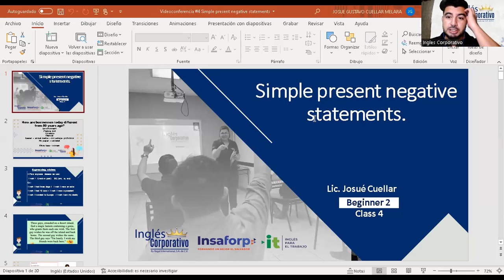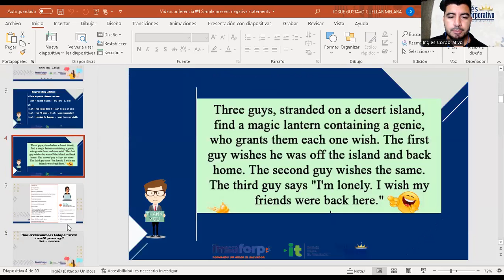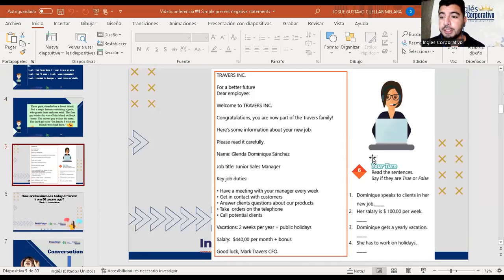Okay, today's topic was simple present negative statements, and we have this activity that is like the first letter or memo that a new employee is receiving. And it contains the specification, details, and functions of the new job she has got. So the enterprise is Travers Inc. And it says like that.